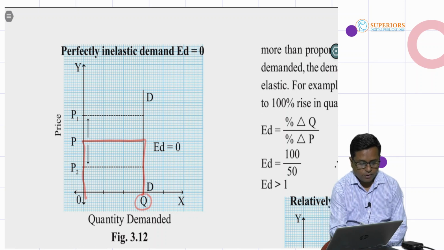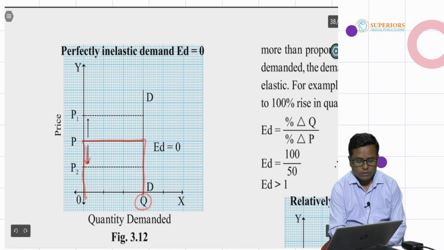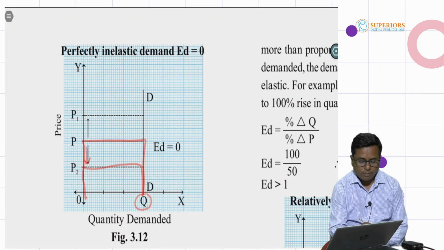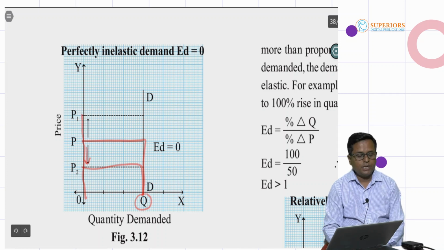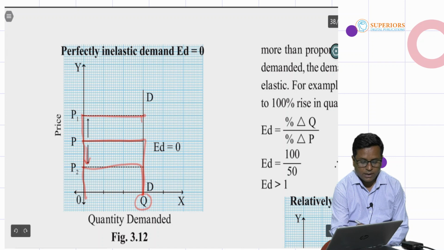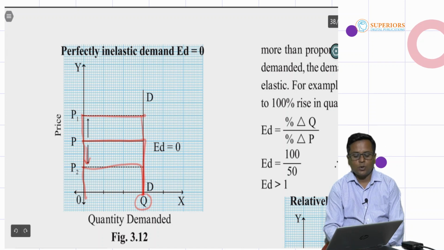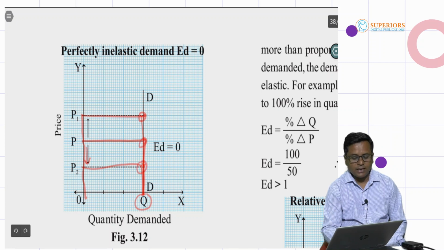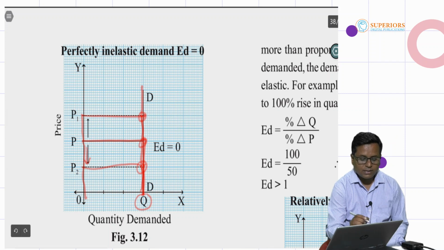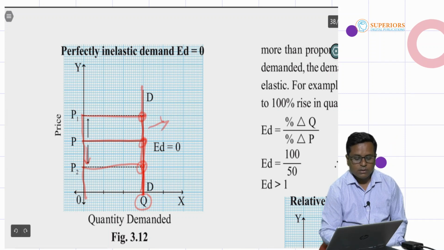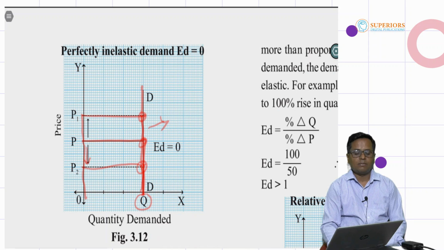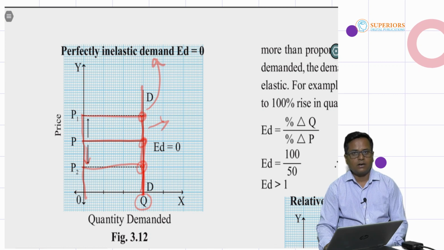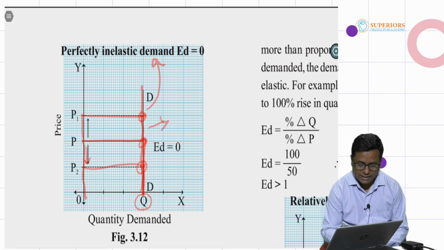When price falls from P to P2, the quantity demanded is the same, that is OQ. When price increases from P to P1, quantity demanded is still the same, that is OQ. When all these points are joined together with a straight line, you will get the vertical straight line, which is called the perfectly inelastic demand curve. DD is the perfectly inelastic demand curve.